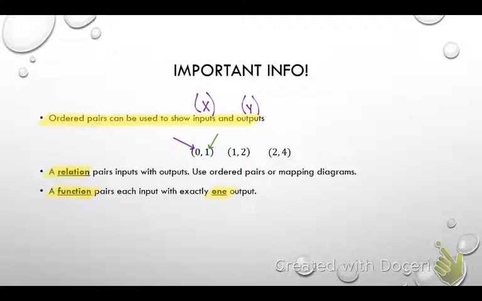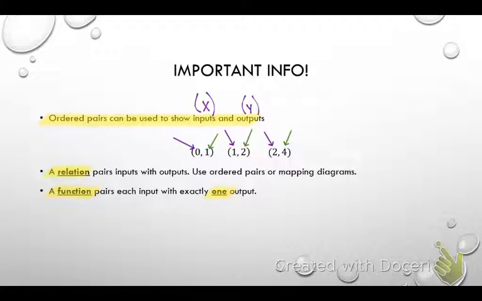So in the second ordered pair, which value is your output? 2. And which value is your input? 1. And on your third ordered pair, which value is your input? 2. And which value is your output? All right, so we're just training ourselves to recognize what's an input, what's an output. Input is my x, output is my y.